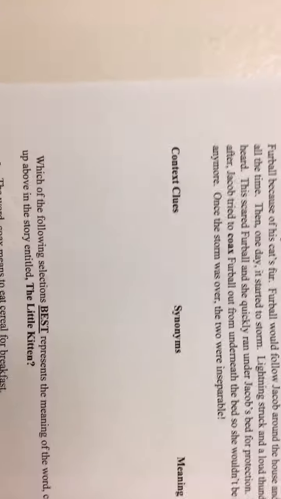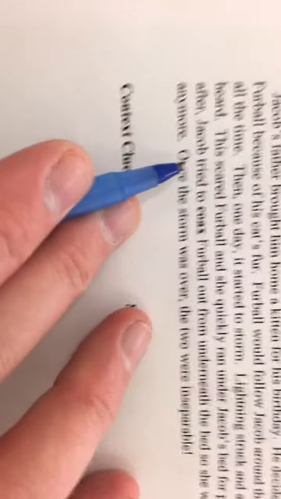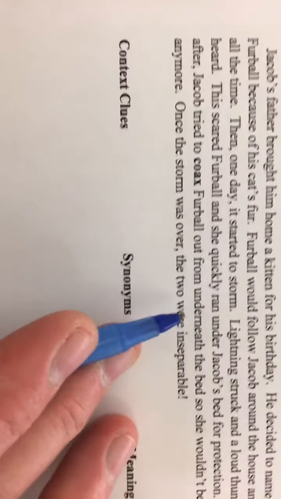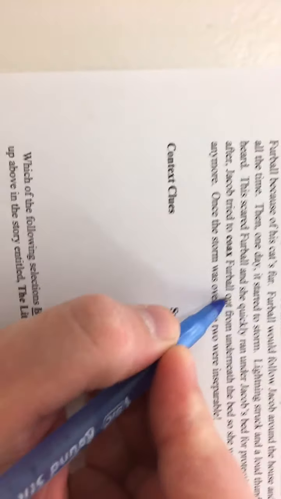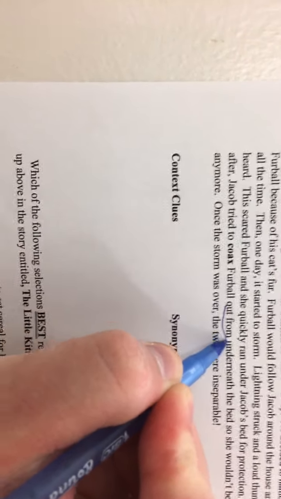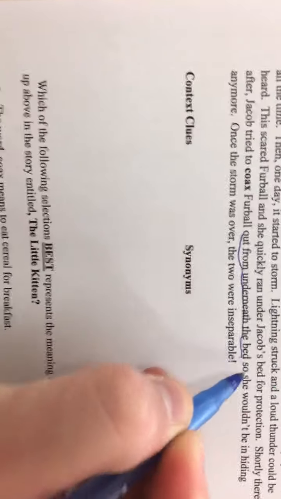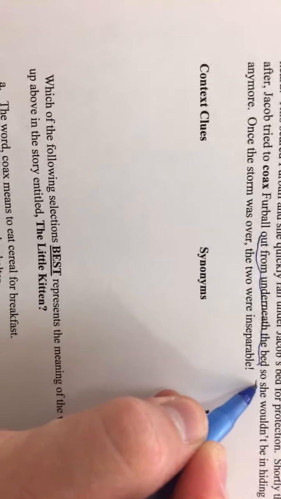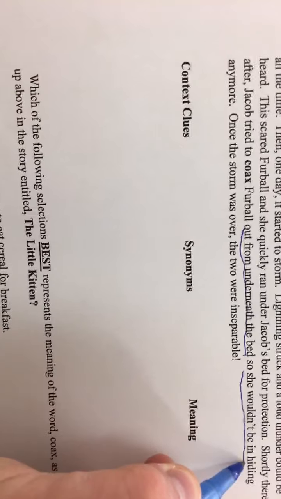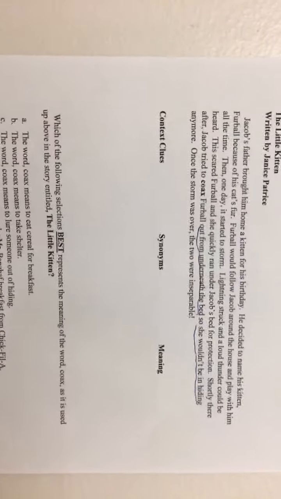Okay, so I've read the passage, now I've got to find a context clue word. So it says Jacob tried to coax Furball out from underneath the bed. So there's my context clue word. Out from underneath the bed. And she wouldn't be in hiding. Those are my context clue words. So I'm going to write those down, okay?